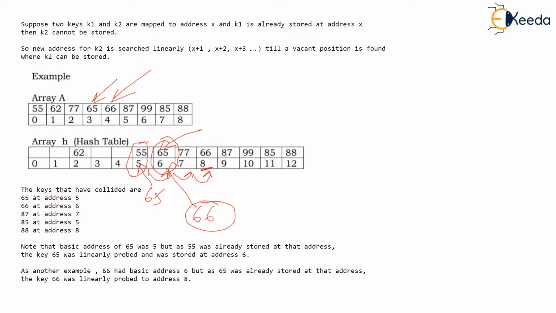Don't you feel that 66 should have got stored at address 6? Come on. 66 got mapped to address 6, but unnecessarily some other person occupied the house of 66 and 66 was kicked out. We also see a big chain over here, big chain of values getting developed. And this is very dangerous for hashing because in hashing, absence of a value can be announced only if we get an empty slot. For instance, as you see, there is such a big cluster. This is known as a cluster here. This is known as cluster of values without any empty slot.